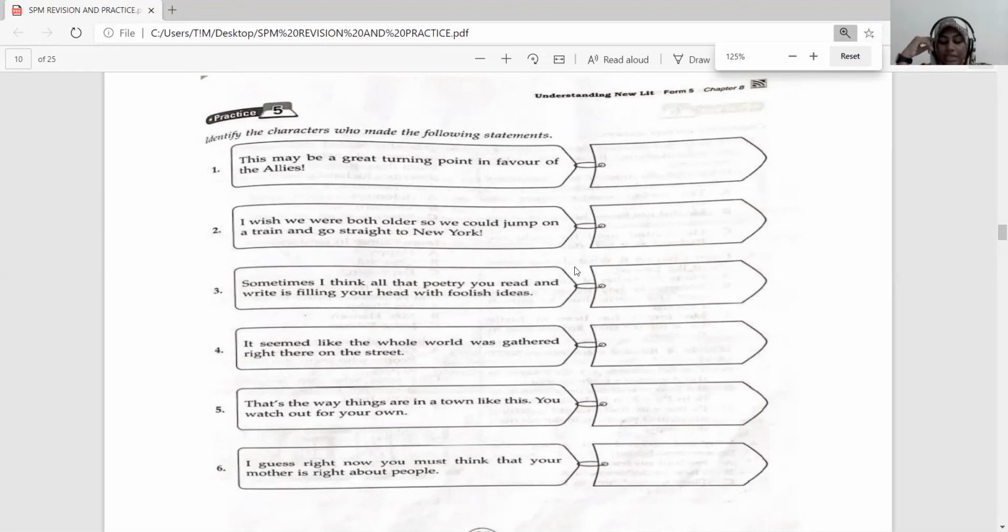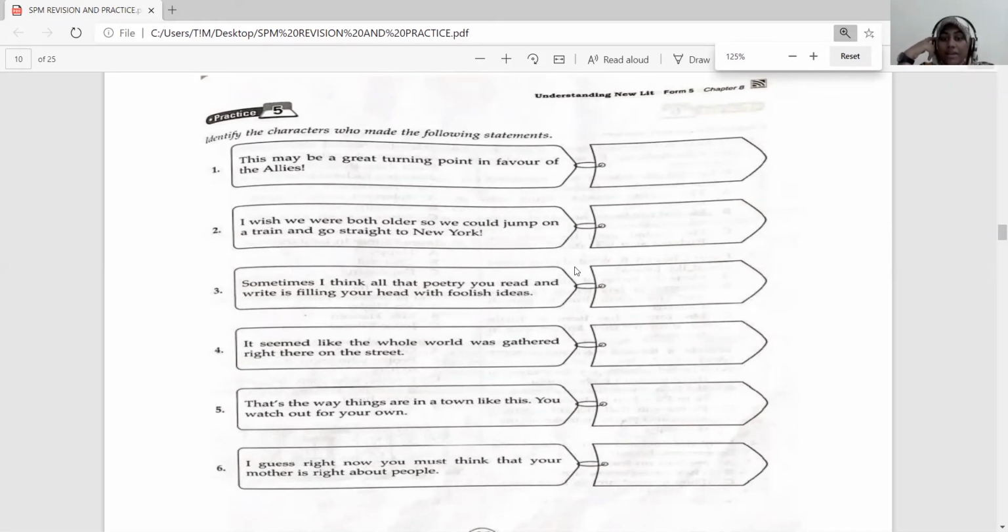Richard wanted to bring Hannah. Okay, number three, "Sometimes I think all the poetry you read and write is filling your head with foolish ideas." Who said number three? Yes, it was from Pa. Number four, which character mentioned this? It's Hannah. Alright? "It seems like the whole world has gathered right there on the street" was mentioned by Hannah.